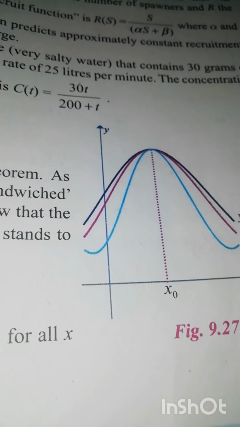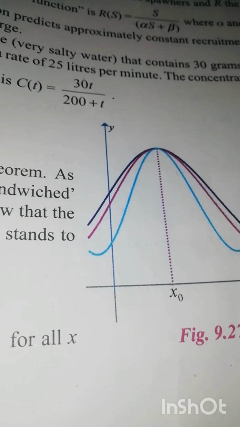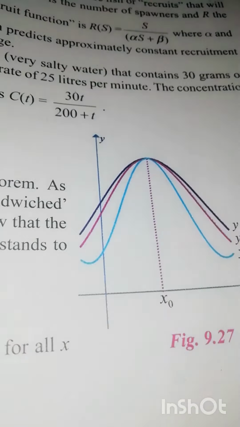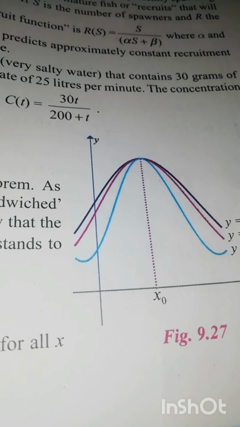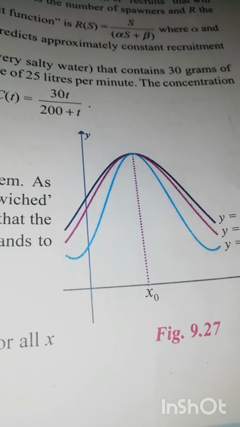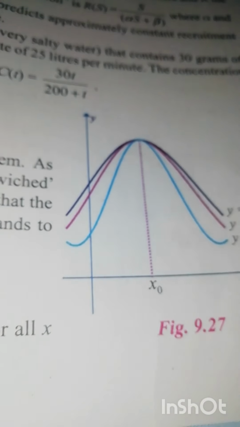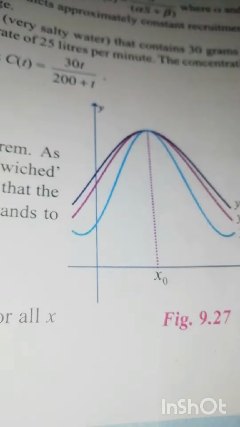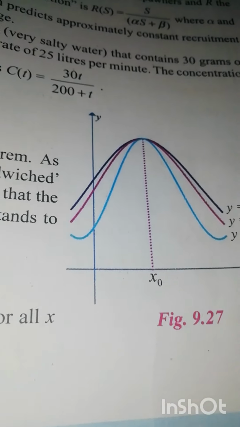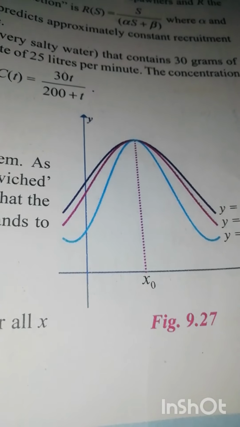Good afternoon, students. See the diagram. Here three functions are there: a blue color function, a violet color function, and a navy blue color function. If you see all the functions, x tends to x naught. You can see x naught on the x-axis, that means the limit x tends to x naught.